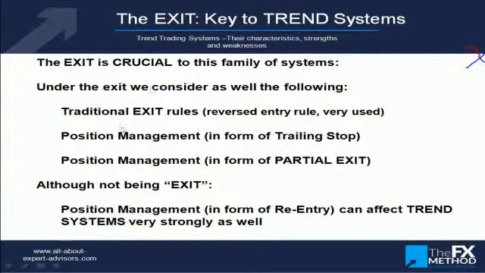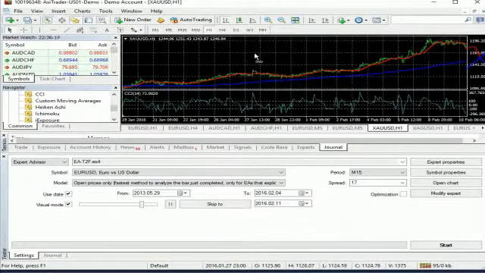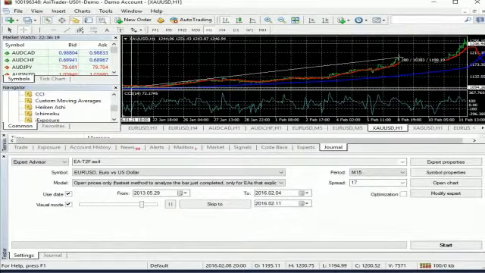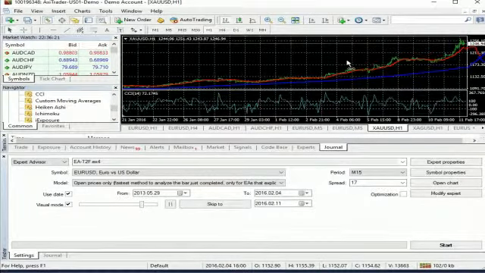For example, position management. Position management, although it's not precisely exit, is a way of handling exits as well. For example, a trailing stop. When we're talking about trend systems, trailing stops are crucial. And the other thing is partial exits. In the system I showed you, you could also consider in gold, for example, when I have so many pips and I entered with one lot, I could exit with half a lot. All partial closes, which is position management, majorly affect a trend system. And many people don't know that.